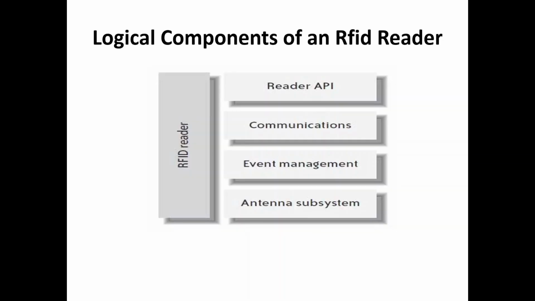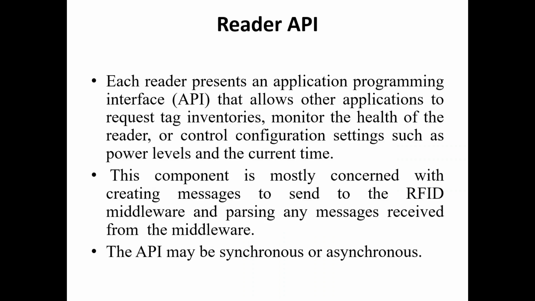The next one is the logical components of an RFID reader. It includes the reader API, then communication, then event management, and then the antenna subsystem. So I have to explain one by one. So the first thing is the reader API, right? So this is the reader API.